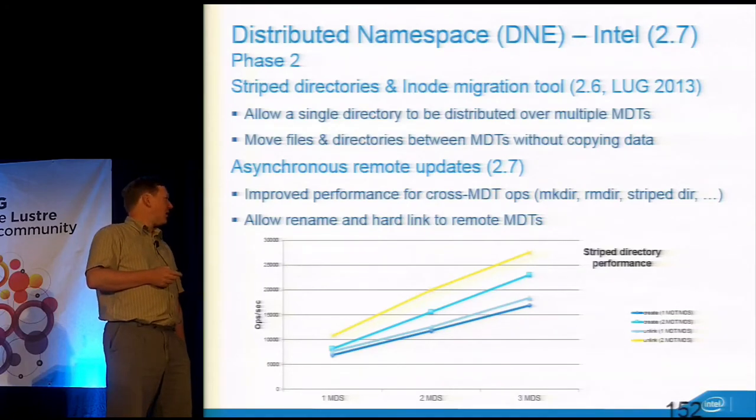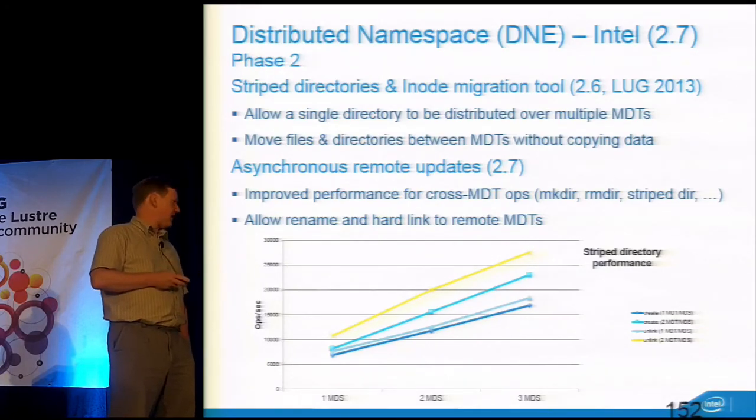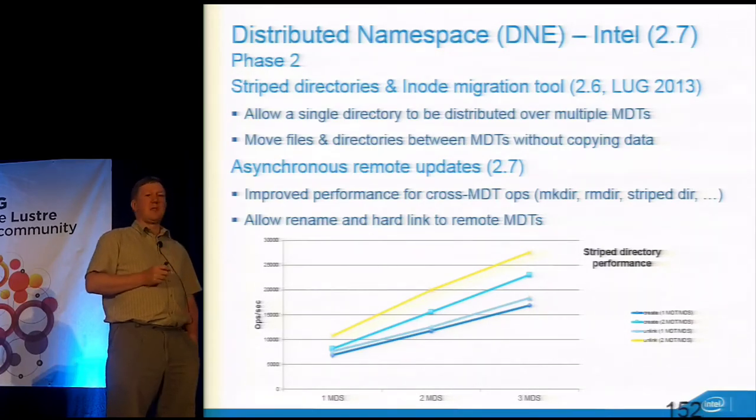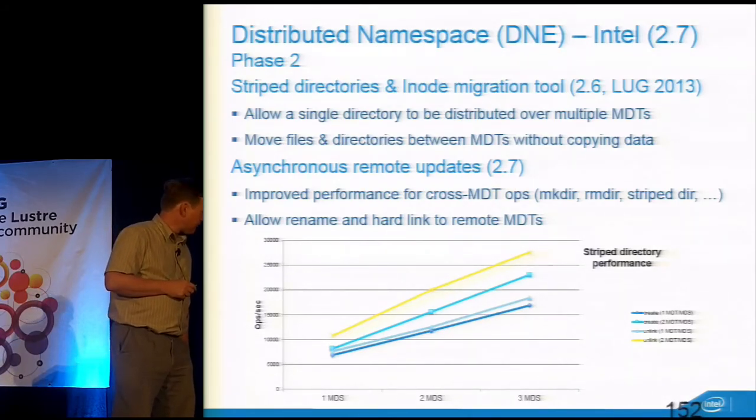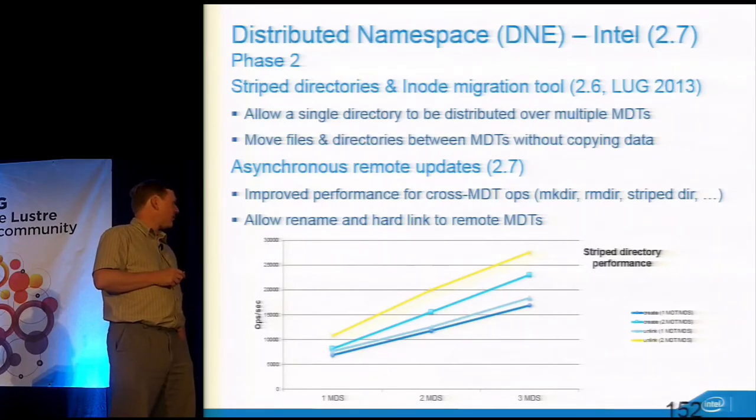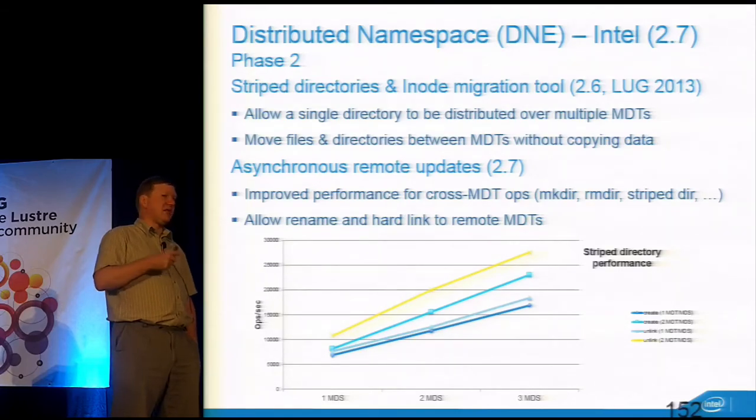There's a little graph at the bottom that shows 1, 2, and 3 MDSs with 1 or 2 MDTs per MDS. As we would hope, for a single directory you can get fairly good scalability. On the test system, the OpenSFS test cluster, it went from 1 MDS and 1 MDT at about 7,000 creates per second, up to about 27,000 creates per second with 2 MDTs on each of 3 MDSs. So it's pretty good scalability.